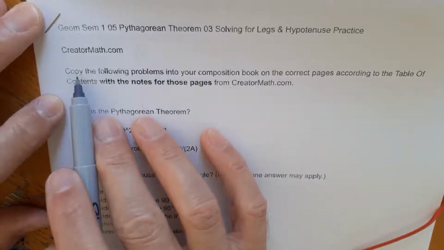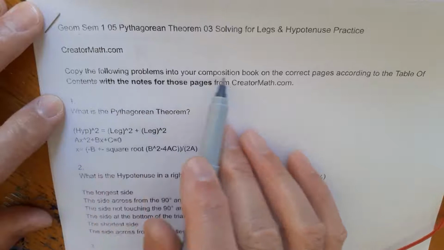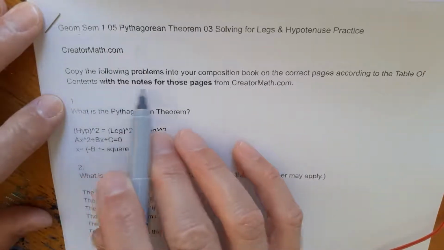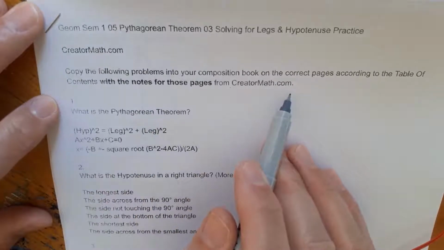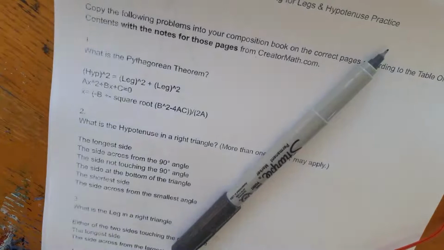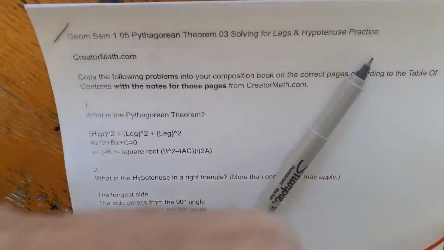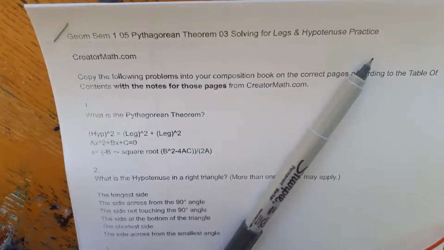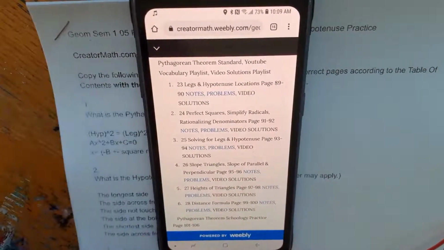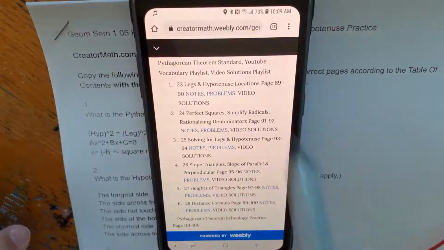It says for directions, copy the following problems into your composition book on the correct pages according to the table of contents with the notes for those pages from creatormath.com. So I always try to model this for you just so you can know what I'm trying to communicate here. So this is creatormath.weebly.com. That's the site.